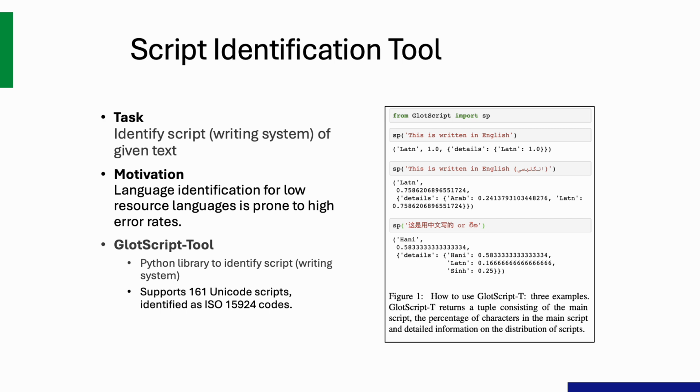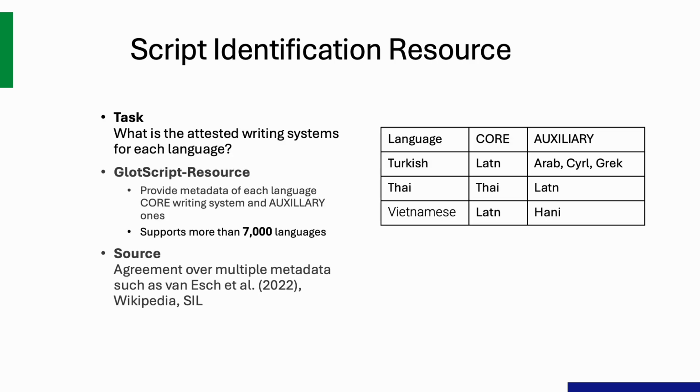So here, for example, as the second example in the figure, you can see we use code switched data with different scripts of Latin and Arabic, and it returns as the main script the script of the text is Latin with 75% of the characters, and also the other script is Arabic with 25% of the characters. Till now, with our script identification tool, we can find out what is the script of a given text. But what is the relation of text script with language?